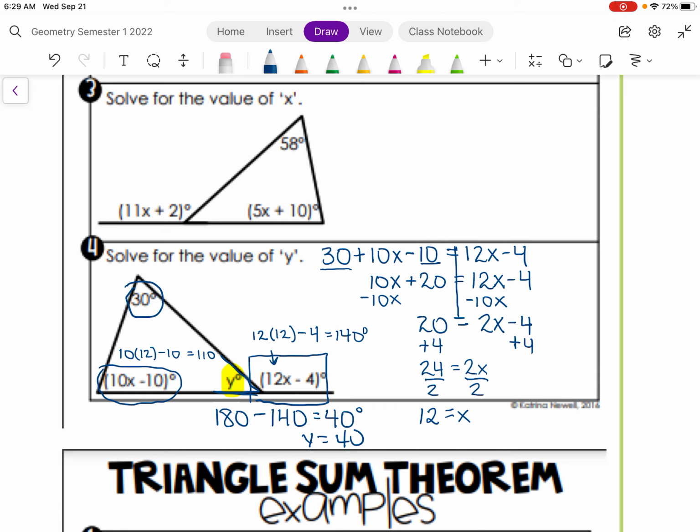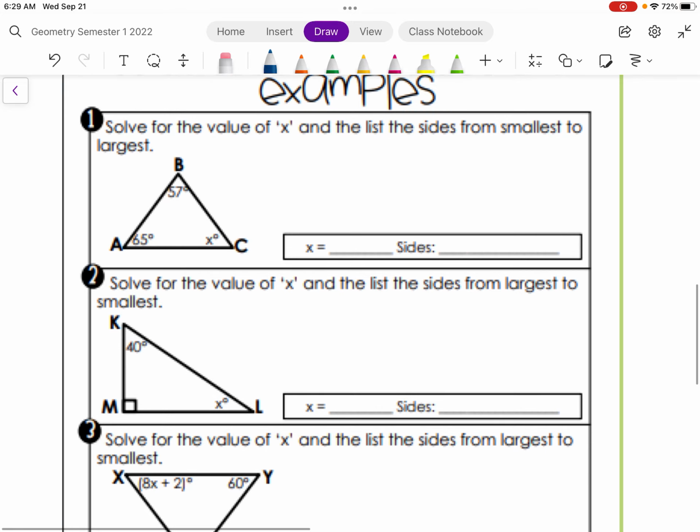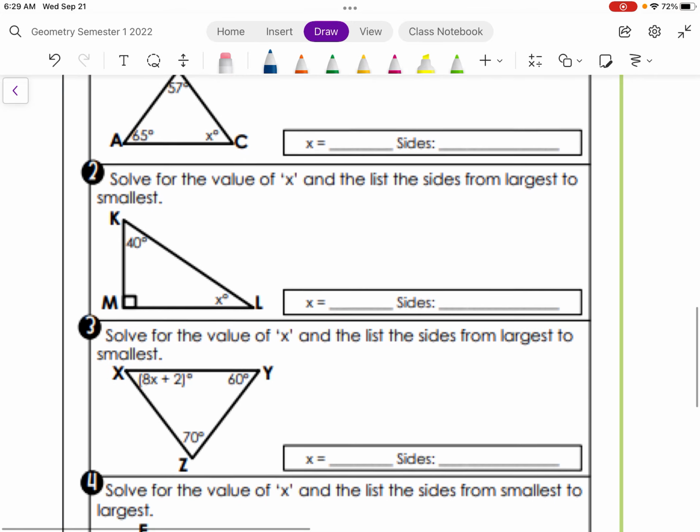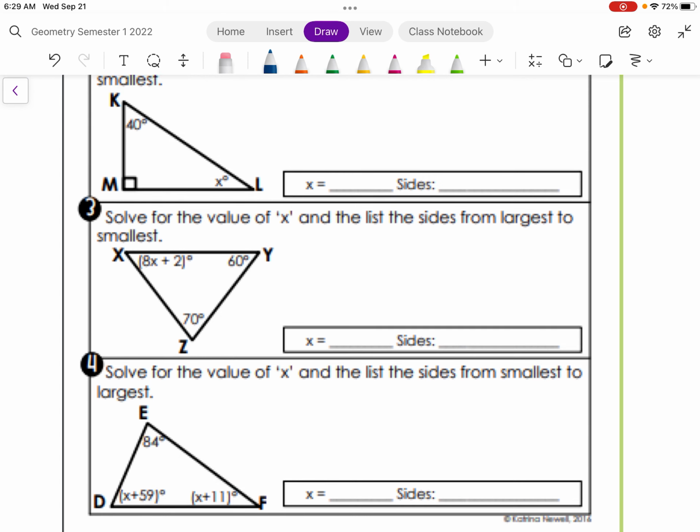All right, the other half of the page I feel like is maybe even easier, as long as you remember that all triangles sum to 180. So all triangles sum to 180. So let's just do one problem on this side and make sure we get it. So 8x plus 2 plus 60 plus 70. So I took all three sides, add them together to get 180.